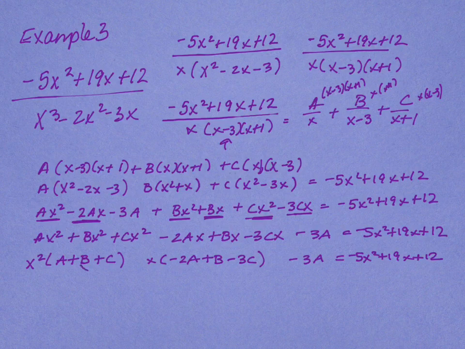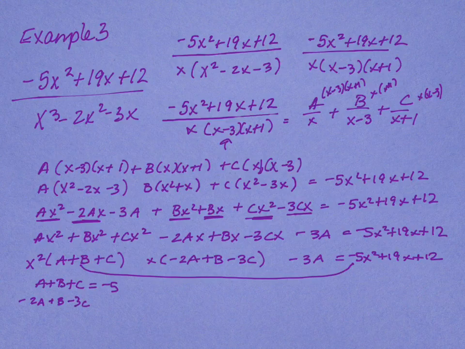So a plus b plus c is equal to negative 5. Then we have negative 2a plus b minus 3c has to be equal to 19. And then we have negative 3a equals 12. That was the constant. So I can automatically solve for a. a has to be negative 4.